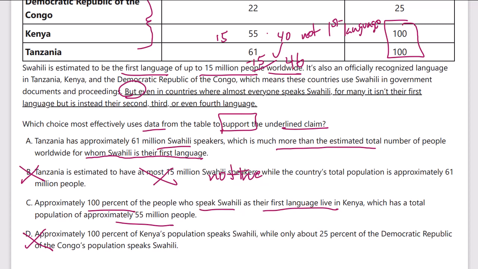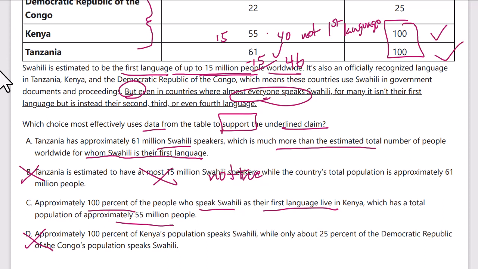So the first condition, everyone speaks Swahili, covers these two countries, Kenya and Tanzania. And the claim is, for many, it isn't their first language, but instead their second, third, or even fourth language. There can only be 15 million first language Swahili speakers worldwide. So whether they're all in Kenya or all in Tanzania, many people in each of those countries would only speak Swahili as a second or third language. So let's go back and check A and C.